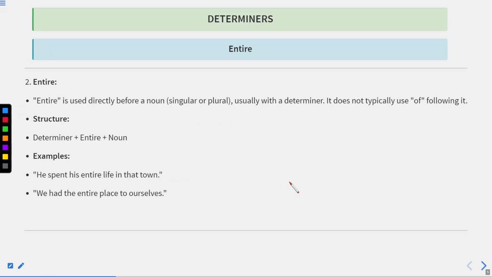After that, we have entire. Entire is used directly before a noun, singular or plural, usually within a determiner. It is not typically used with "of" following it. The structure is determiner plus entire plus noun. He spent his entire life in that town. We had the entire place to ourselves. Okay.